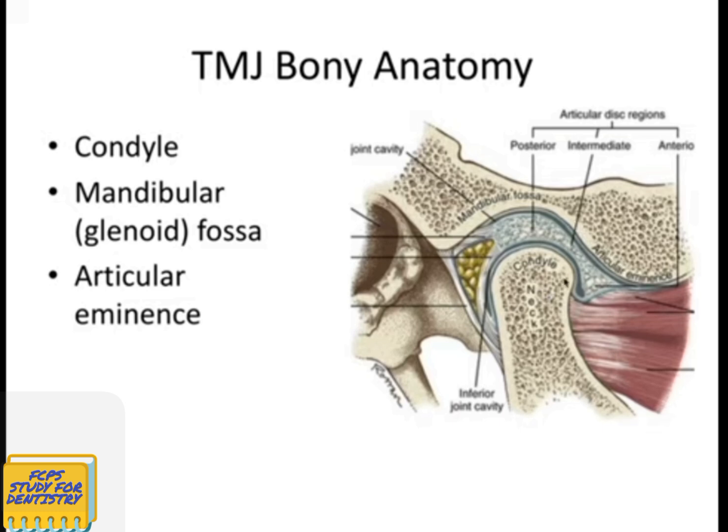Now, between this articulation between the condyle and the fossa is this amazing fibrous structure called the articular disc. And this, again, sits between the condyle and the fossa, and it's essential for proper TMJ function.